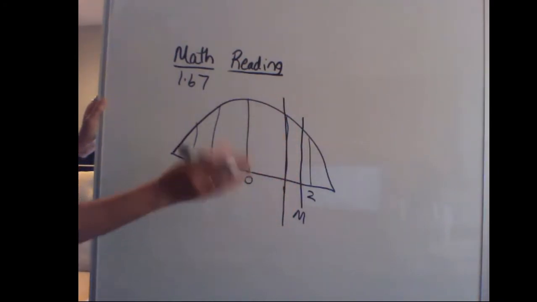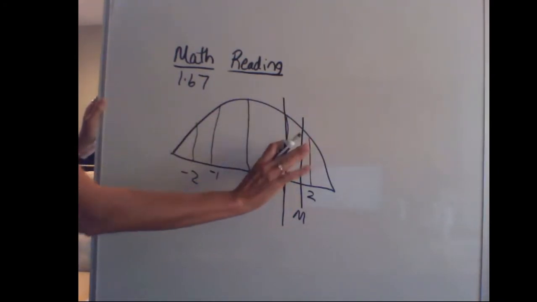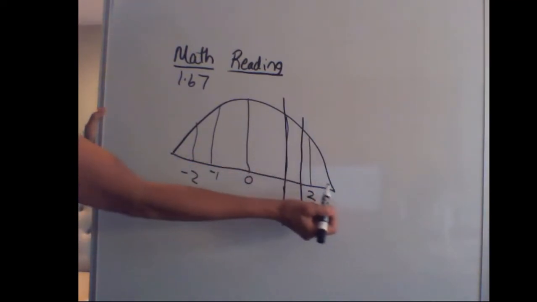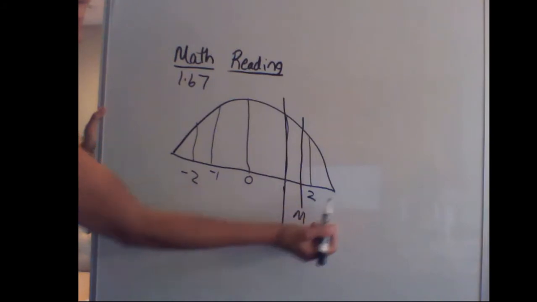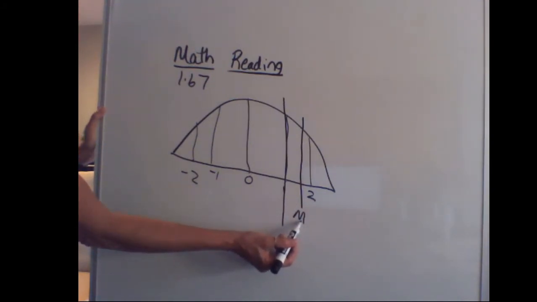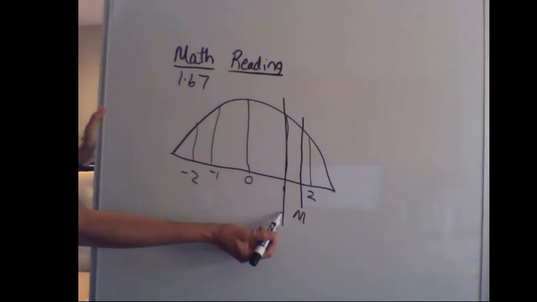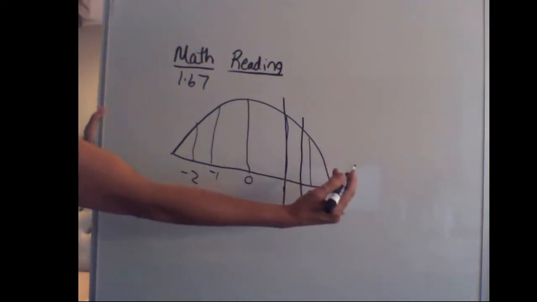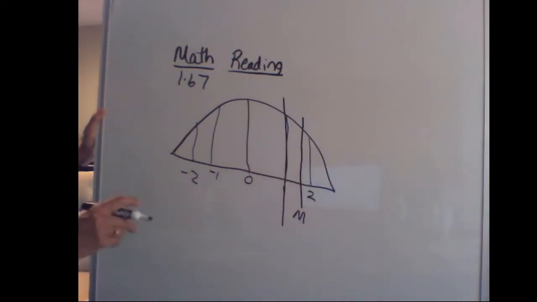Very good. So when we're looking at positive z-scores and we're looking for a high z-score, we look for the score that's furthest away from the mean. And in this case, 1.67 is farther from the mean than 1. It's a more extreme score. It's a more unusual score. It's a higher score. Let's take a look at our next one.